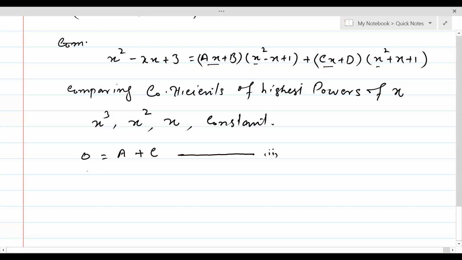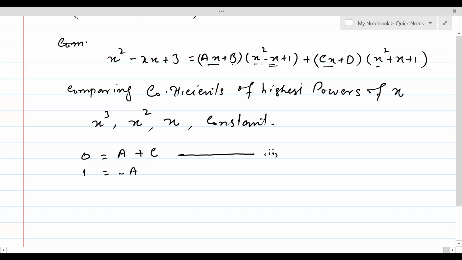Now let's compare coefficient of x square. For x square we got coefficient of x square on left side as 1. 1 is equal to ax when multiplied with minus x will give us minus ax square. So the coefficient of x square will be minus a.